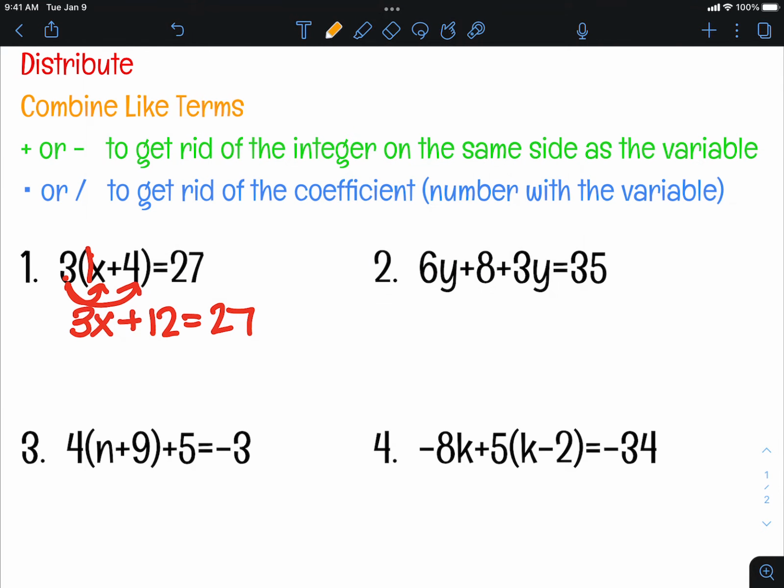Step 2 is to combine like terms. On the left side of the equal sign, we don't have any like terms because one of them has a variable and the other does not. And then on the right side, 27 is all by itself, so there's nothing to combine it with either. So we basically get to skip that step.